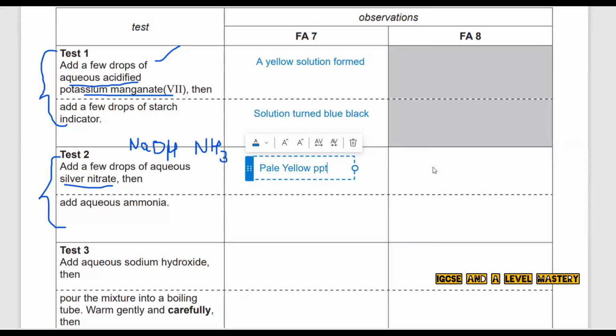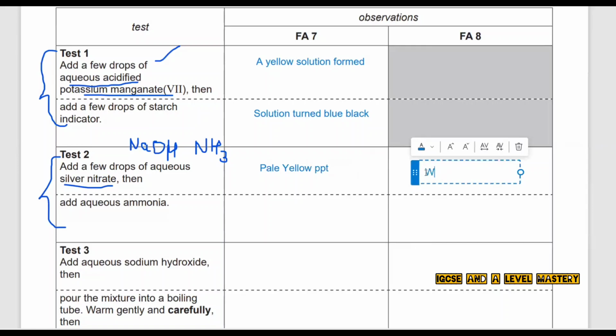Then in the next one, that is in the case of Fa8, I got pure white. White means the color of white paper. So a white precipitate was formed when I added silver nitrate to Fa8.